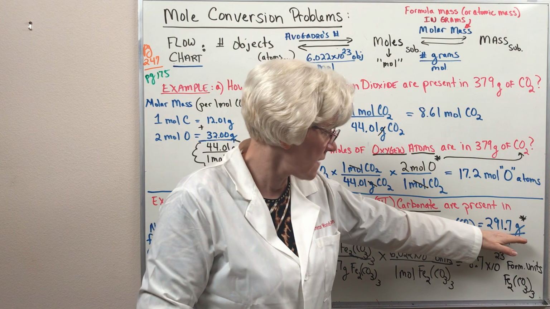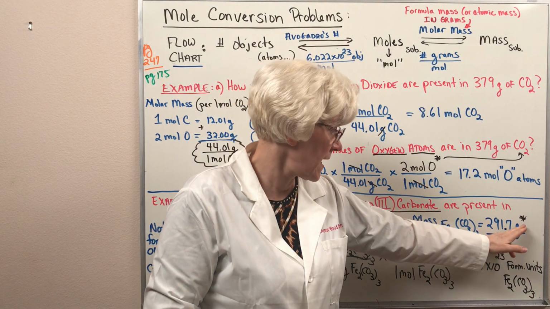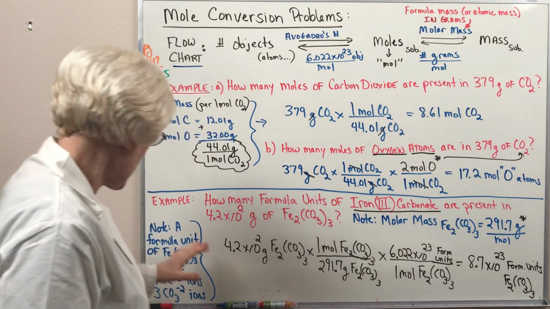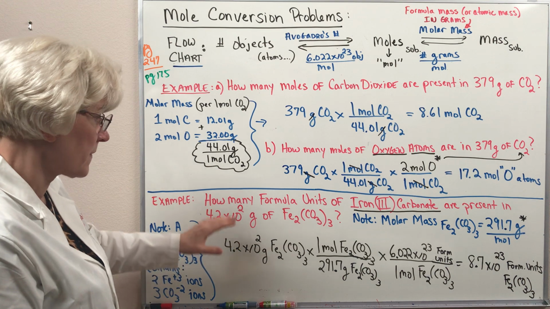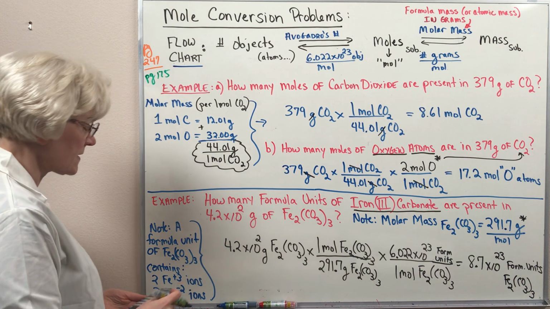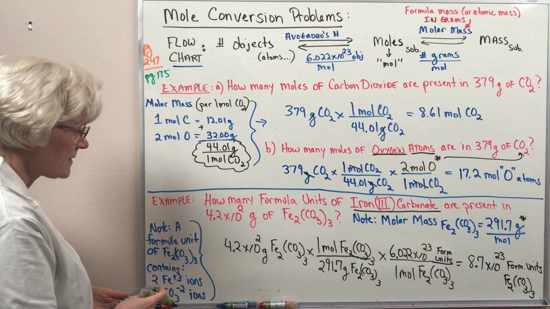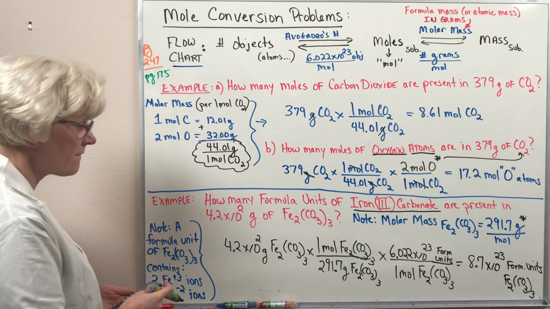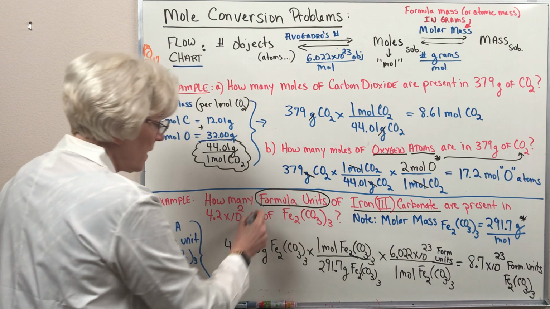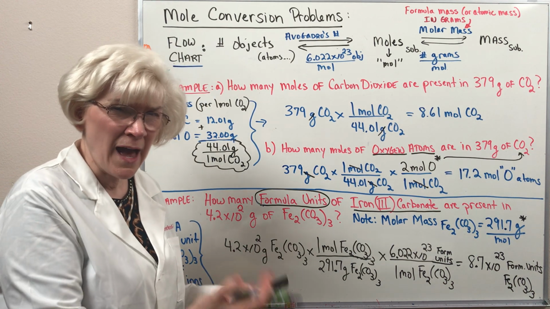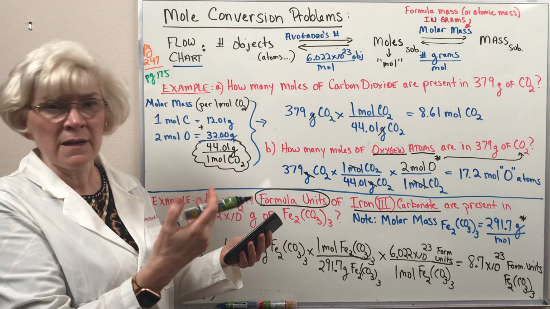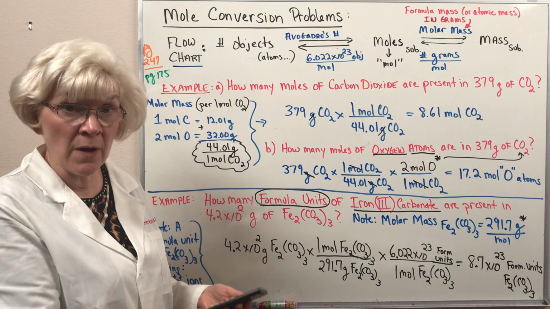So I'm going to use that formula mass of iron 3 carbonate and just put the molar mass units of grams per mole. And looking at the calculation here, how many formula units of iron 3 carbonate are present in 4.2 times 10 to the second grams of iron 3 carbonate? Now again, formula units are kind of the equivalents of atoms or molecules, but we're talking about ionic compounds that consist of ions, not atoms or molecules.